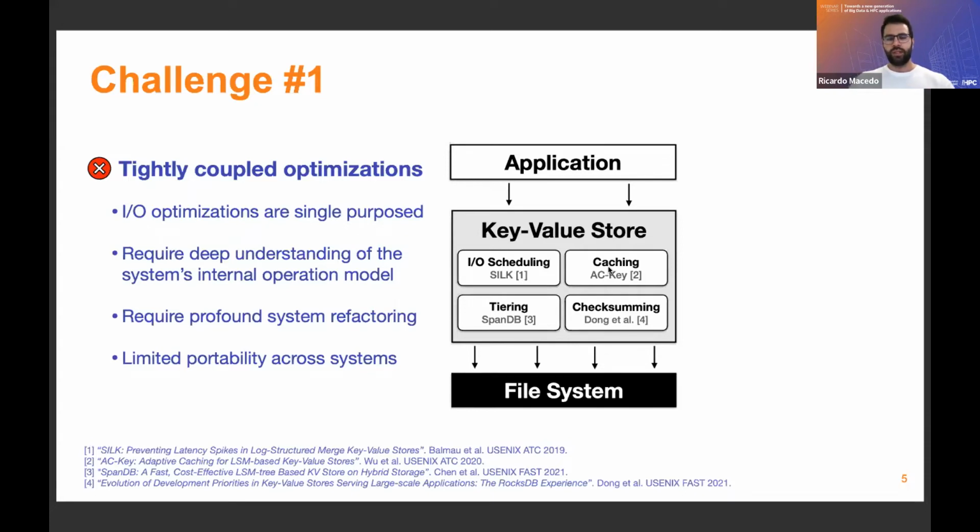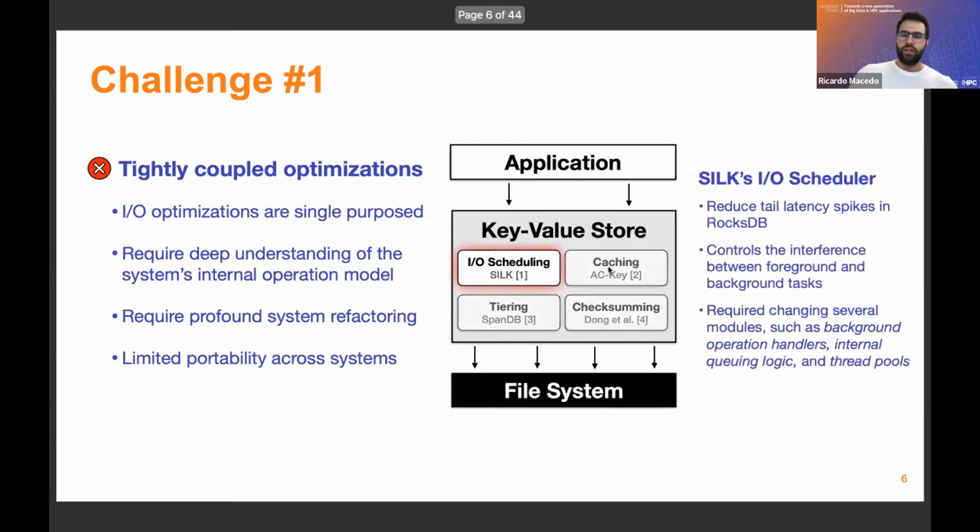So if we implement these optimizations over a specific value store, it is pretty difficult to implement over others, okay? So let's consider a simple example, SILK. SILK proposed an I/O scheduler to reduce the tail latency spikes in RocksDB, and it does this by controlling the interference between foreground and background tasks. And regardless of the amazing performance results they can achieve, they require changing several core modules of RocksDB, such as background operation handlers, internal queuing logic, thread pools, and so forth.